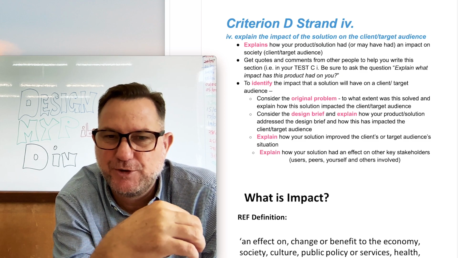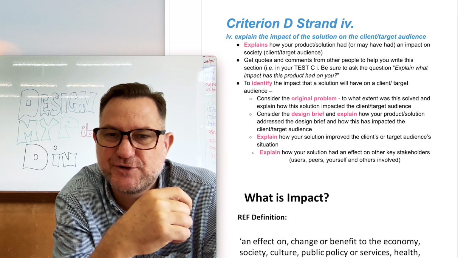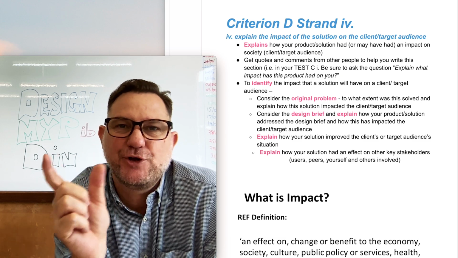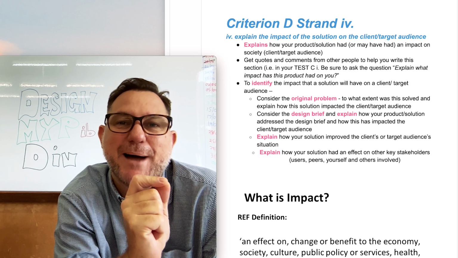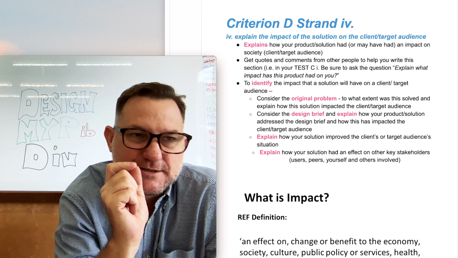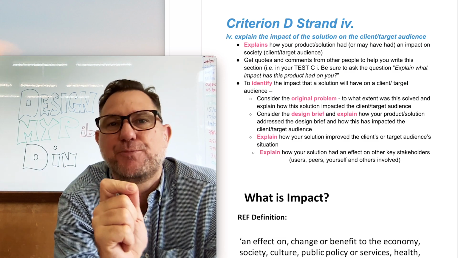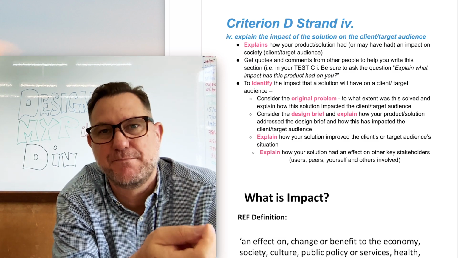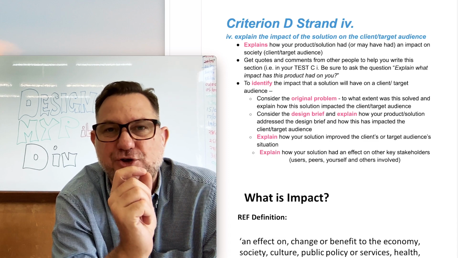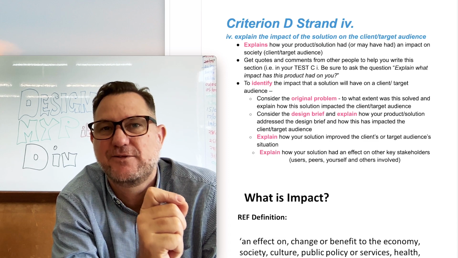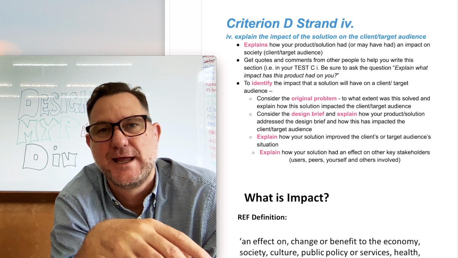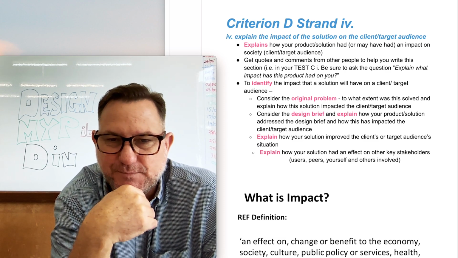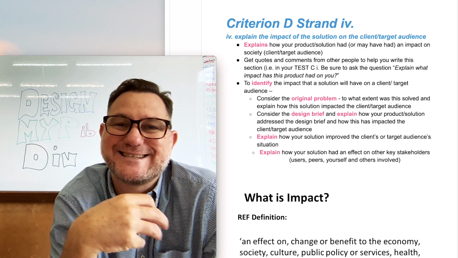A couple of other bullet points I've made here. First of all, before you explain the impact, you need to identify the impact or impacts. So think about some specific examples of how your product has actually helped somebody or helped a group. So if you can just start with identifying some kind of impacts, and then you can start adding more detail to it and then explaining. So a couple of ways to help do this.